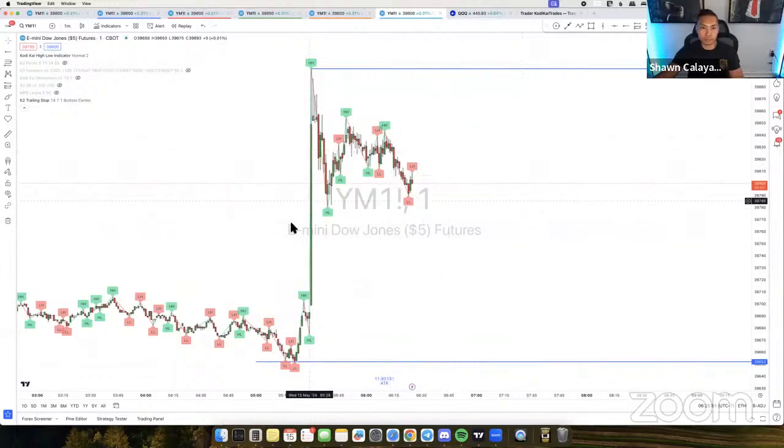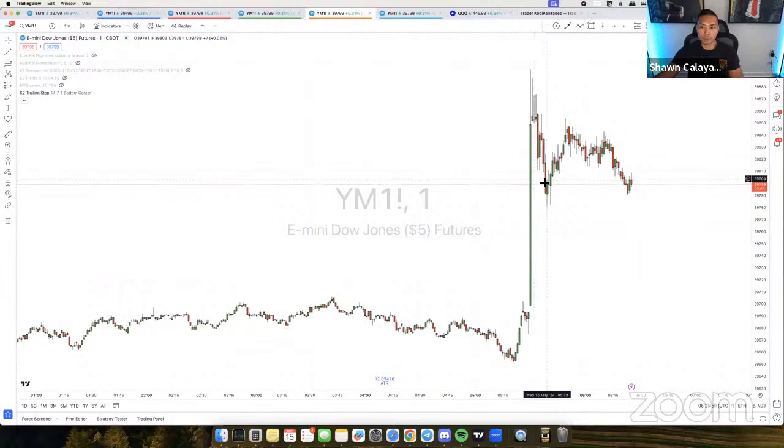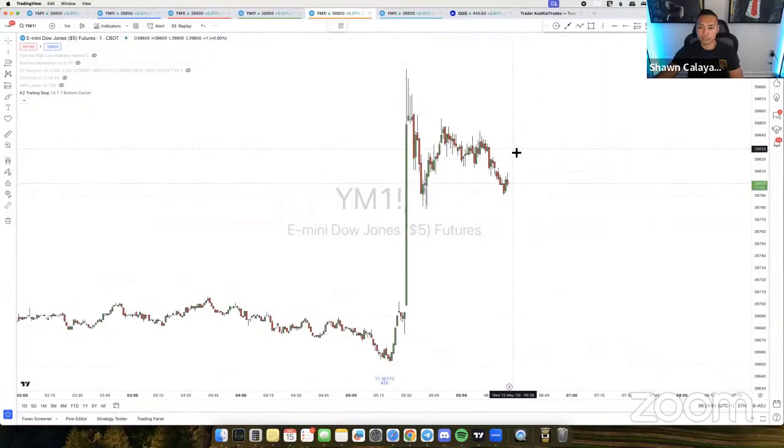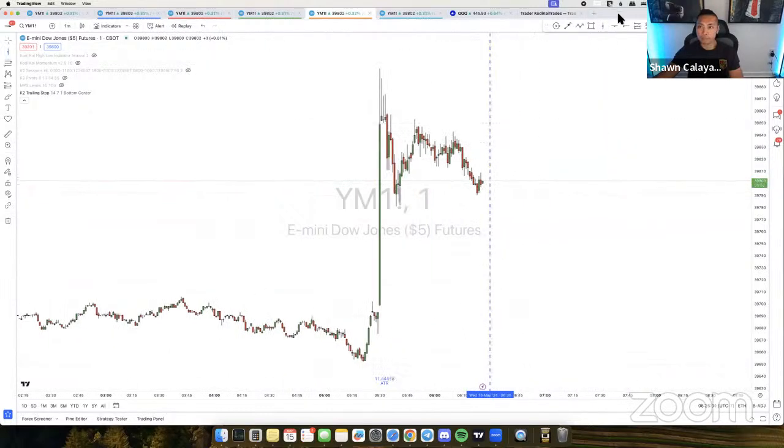You guys can see this big green candle here. This is obviously the news candle. I'll mark up the news once we get to the main chart. So looking over here at our clean chart, I'm going to mark up 6:30. I'm going to mark up 8 o'clock.